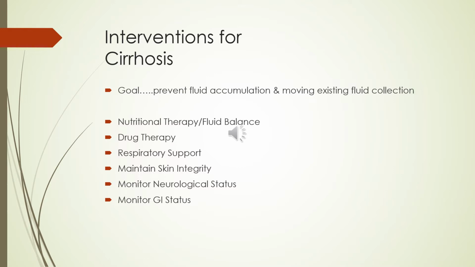Other things listed on our slide include respiratory support. Of course, we need them to do deep breathing using an incentive spirometer because if the liver's enlarged, our lungs aren't going to inflate as fully, and we're much more prone to pneumonia. Maintain skin integrity. We also want to monitor neurological status. If we see any change in the LOC or behavioral changes, then that's indicative that our liver is definitely not functioning and that we need to report that to the physician. And then also monitoring their GI status.